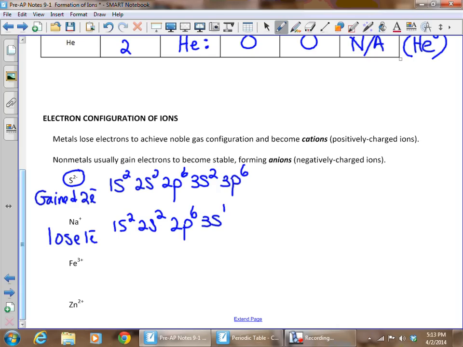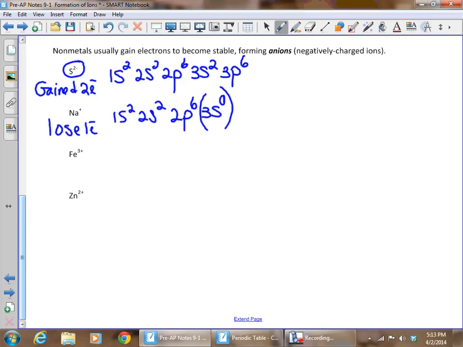Now, the way I want you to show this, some people show it by completely getting rid of that 3s1 sublevel shown. What I would like for you to do is to put a 0 there instead and put that in parentheses, showing that it used to be there, but it's disappeared now. I just think it looks more like an ion there instead of looking like just the electron configuration of neon. The last two are a little bit different.